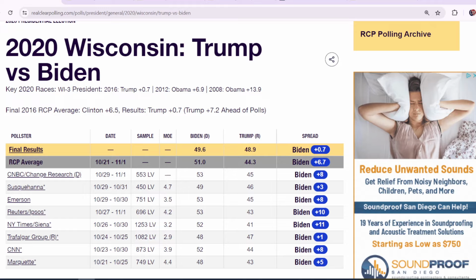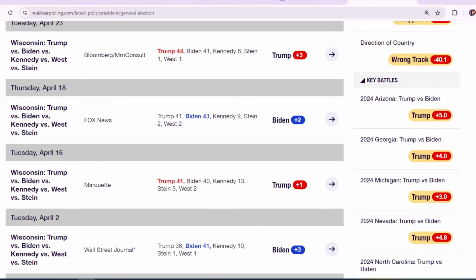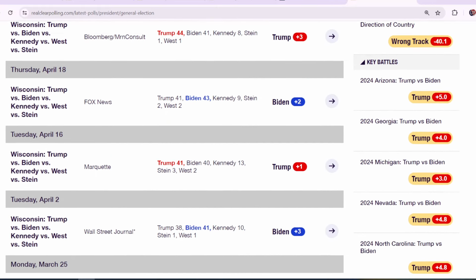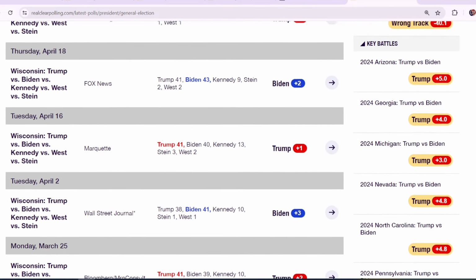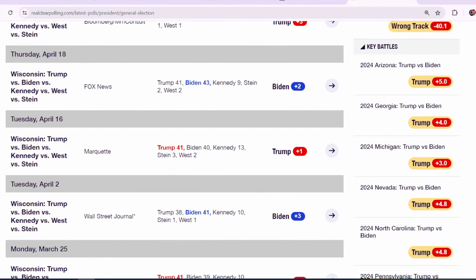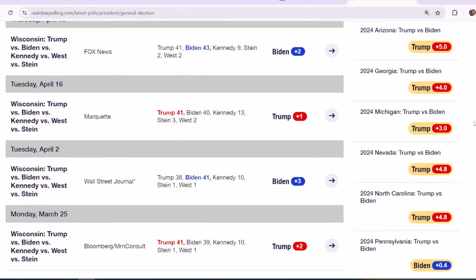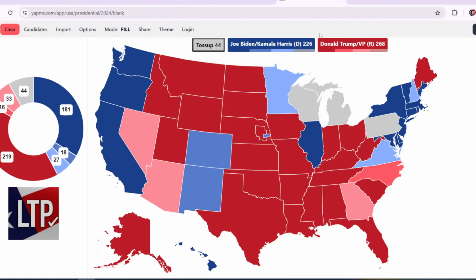So at the end of the day, if you apply the polling error of 6% in favor of Donald Trump to the 2024 polls, this state is actually pretty close. You have one poll saying Trump wins it by 3, Biden wins Wisconsin by 2, and then Trump is up by 1 again, and then Biden's up by 3, and then Trump is up by 2. So this race keeps going back and forth, but on average, you find a Trump lead of just 1% in this state.